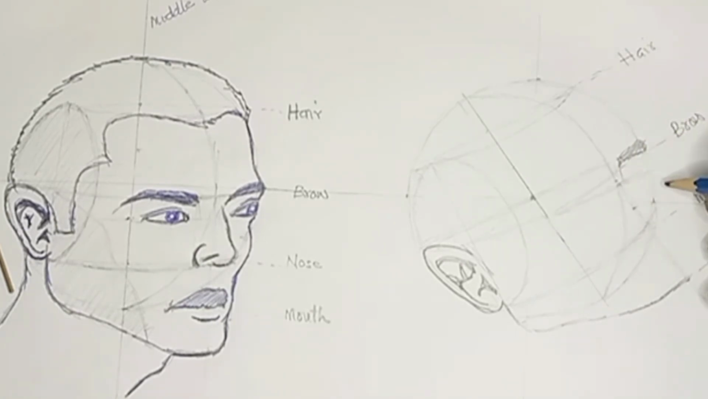You can see those placements of the features are not different from part 1 and part 2.